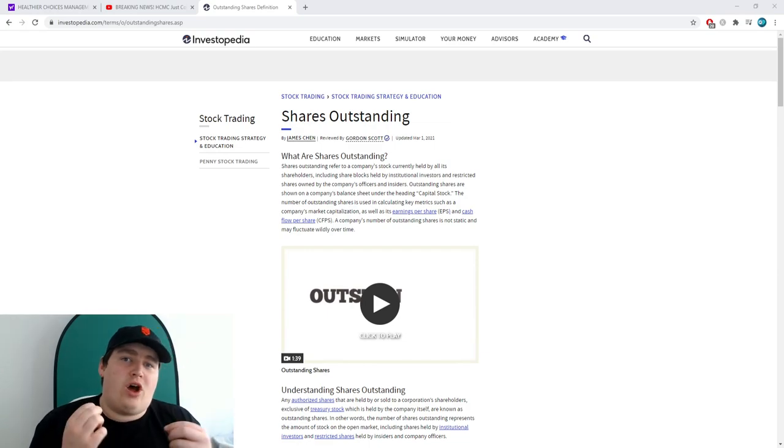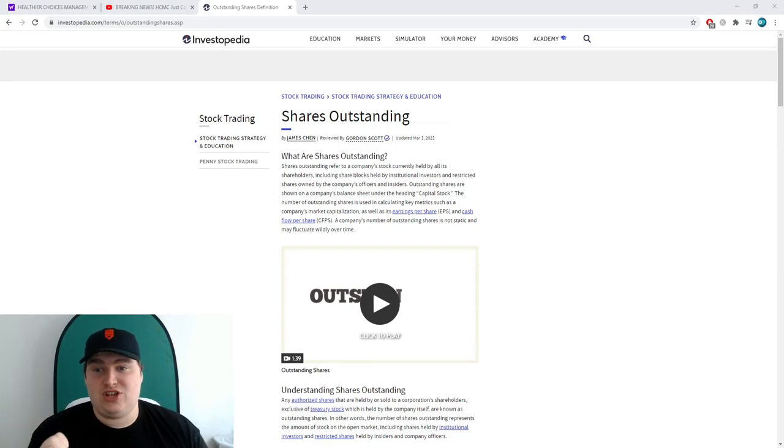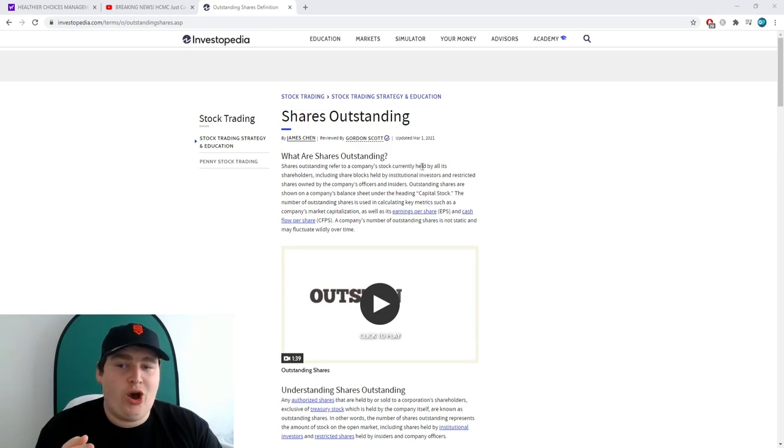And to help anyone understand what outstanding shares mean: shares outstanding refer to a company's stock currently held by all its shareholders, including share blocks held by institutional investors and restricted shares owned by the company's officers and insiders. Outstanding shares are shown on a company's balance sheet under the heading capital stock. The number of outstanding shares is used to calculate key metrics such as a company's market capitalization, as well as earnings per share and cash flow per share. A company's number of outstanding shares is not static and may fluctuate wildly over time.